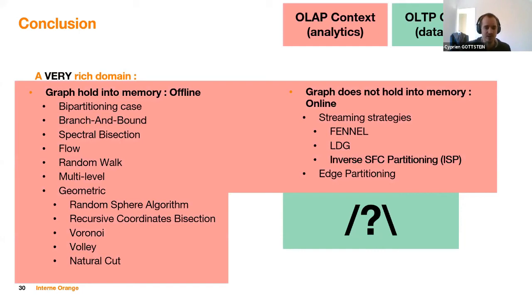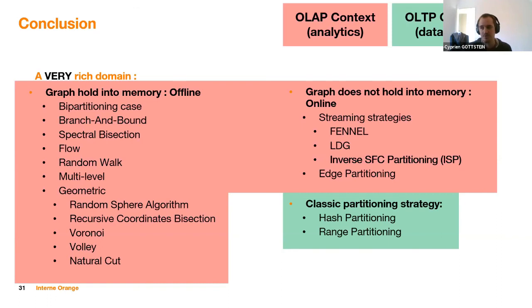If you look today at state-of-the-art graph databases, in fact, they use the very same strategies used in SQL or NoSQL systems. I'm thinking of Neo4j, TigerGraph, OrientDB, ArangoDB. They all use the very same thing, which is hash partitioning and range partitioning. And we believe that, unlike concurrent strategies, ISP could be adapted to work in a database context. So that's where we are going.